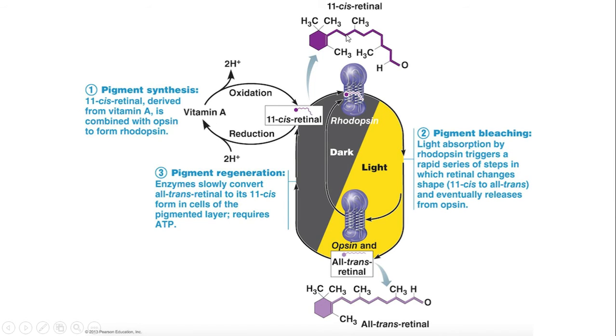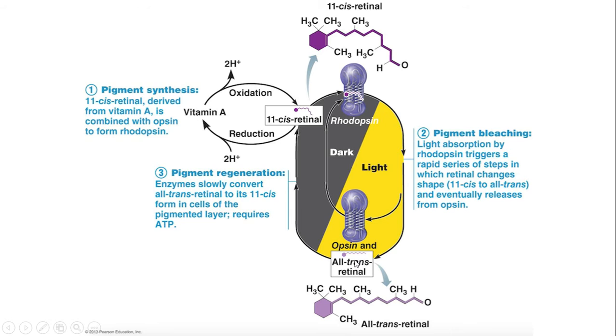We have the more bent shape of this isomer, 11-cis retinol. And what happens when it absorbs the light is that it relaxes this portion of the chain, and then it has a more linear version, in which now we have the isomer called all-trans retinol. And when we get this conformational change of its shape, all-trans retinol eventually releases from the opsin. It is no longer bound to the opsin. So we have a breakdown of the rhodopsin visual pigment.